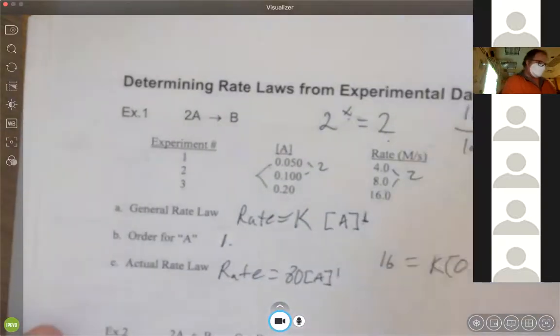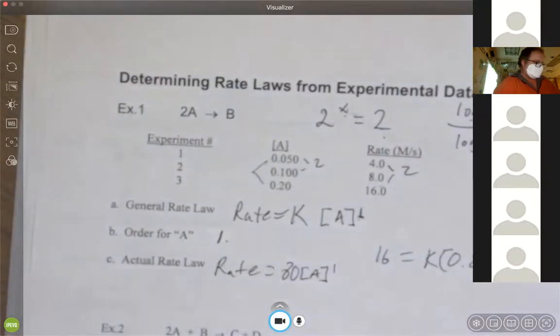So the actual rate law is just substituting K for the actual number, basically. Said that like you weren't that impressed, were you? Yeah, the actual rate law is boring, I guess. Sorry. No, yeah, you're exactly correct.